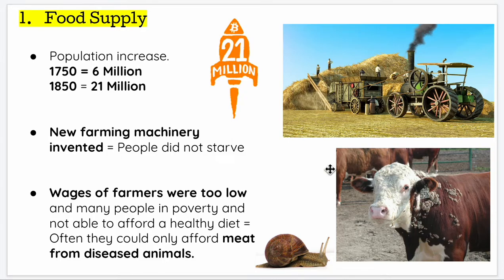So let's summarise that then. We've got an increase in population, more people to feed. Yes, we've got machinery, which is able to provide that food. However, people still couldn't afford it. They were eating things like snails and diseased meat. So make sure you've got that down on your sheet.